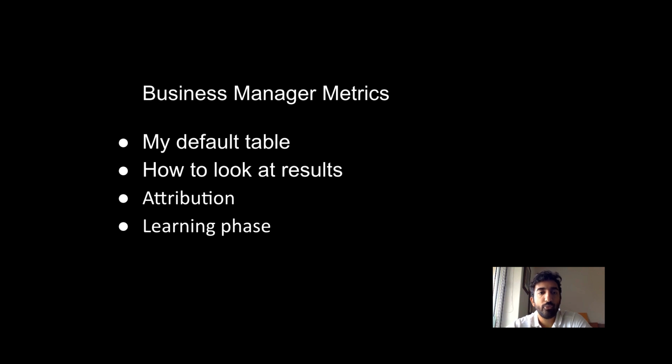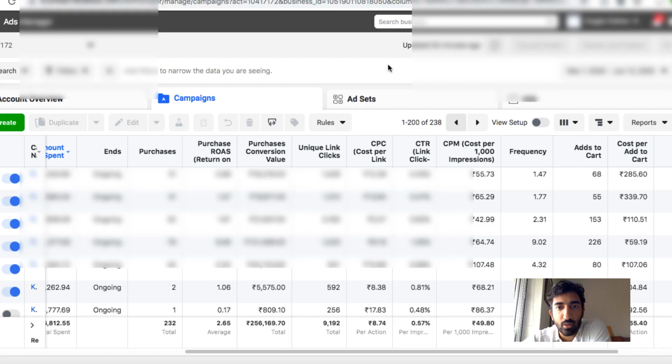Cool. So the first thing we're going to look at is my default table, kind of the first things I look at once I log into Facebook. All right, so we're in Facebook Business Manager. Hopefully, you guys have the new version, which looks like this. This is the first thing I look at: I log in and then I have my default columns set up. If you hover to the right, you can see the column tab here.